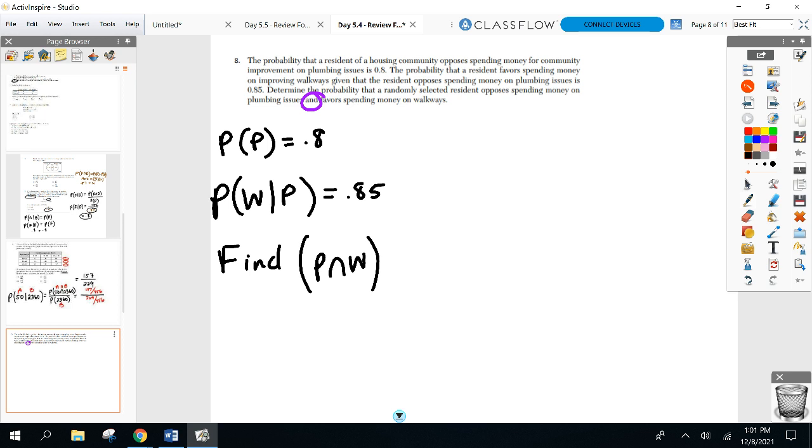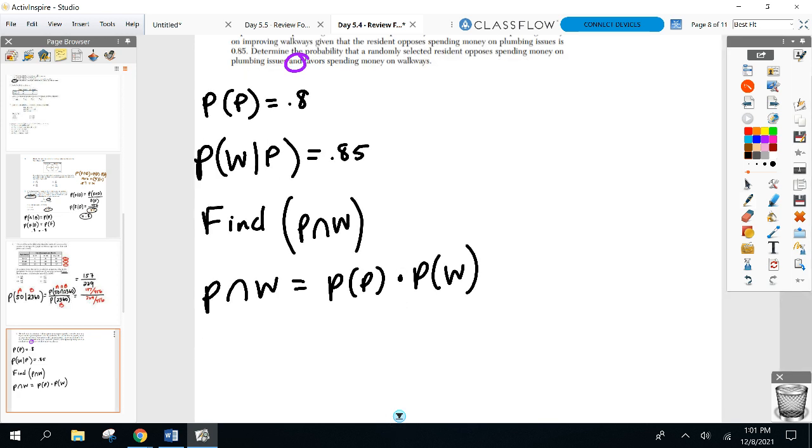Okay, first of all, how am I going to find it? Do I have enough information to find plumbing and walkways? Yeah, if you put it into another equation. Well, hold on, what is this equation I need here? The normal and equation. What's the and equation I need, everybody? P of P times P of W. You don't need to do something else.